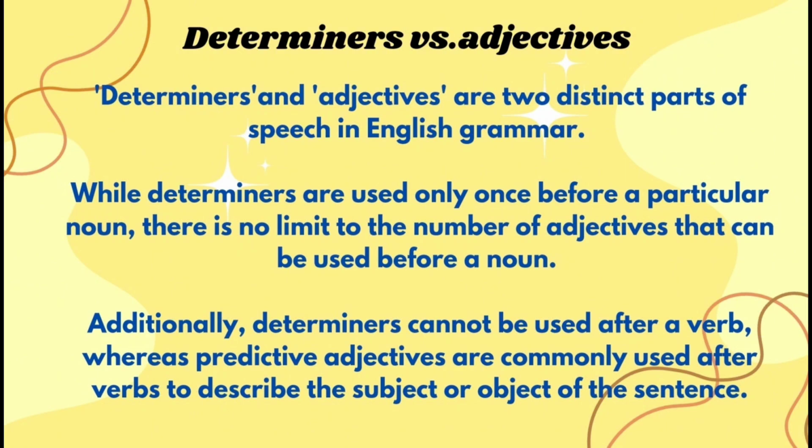While determiners and adjectives have a similar function, they describe nouns and give us more information about them. However, there is a difference between them in terms of their positioning and use. While determiners are used only once before a particular noun, there is no limit to the number of adjectives that can be used before a noun. Additionally, determiners cannot be used after a verb, whereas predicative adjectives are commonly used after verbs to describe the subject or object of the sentence.